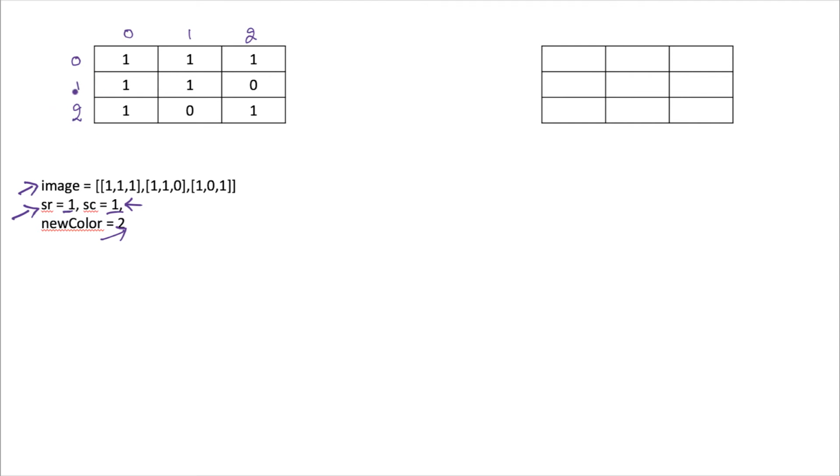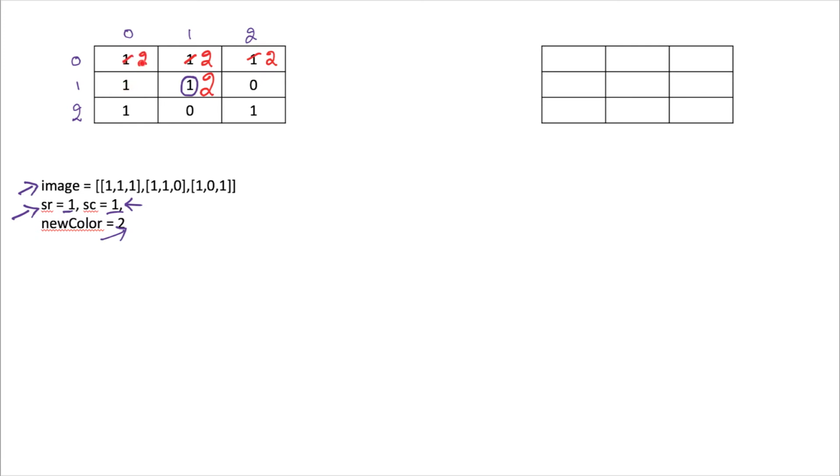So if we go to row 1 and column 1, we have to fill it with a new color. For example, the new color value is 2, and once we fill this with the new color, we also have to go to the adjacent locations and fill them too. This one also has the same color, so we change it to 2, and once we do this, we look for its adjacent. So we go to the right and change it to 2, and then we go to the left and change it to 2.